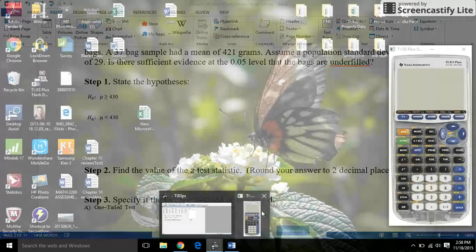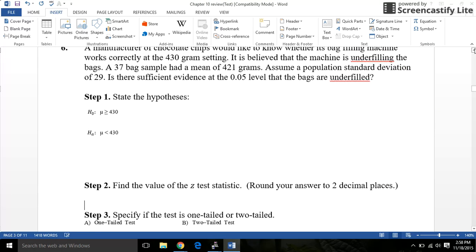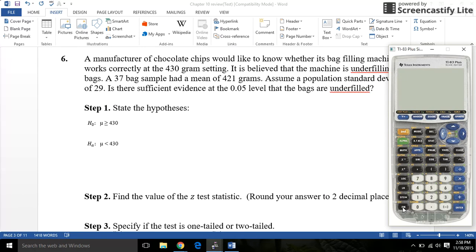All right, so let's go back to our calculator and fill in what we need. Let me scroll up so we can look at our stuff. I'm going to do stat, over to test, and hit enter. Again, I'm doing Z-test with statistics. Now I've changed. My population mean is 430. My population standard deviation is 29. Let me scroll down. My sample mean, and it tells me right here, mean of 421 grams, so that's 421. My sample size is 37. And now it's underfilling, so I scroll down, go to the one in the middle and hit enter, so it blinks to tell me it's been taken. I hit calculate, and boom.